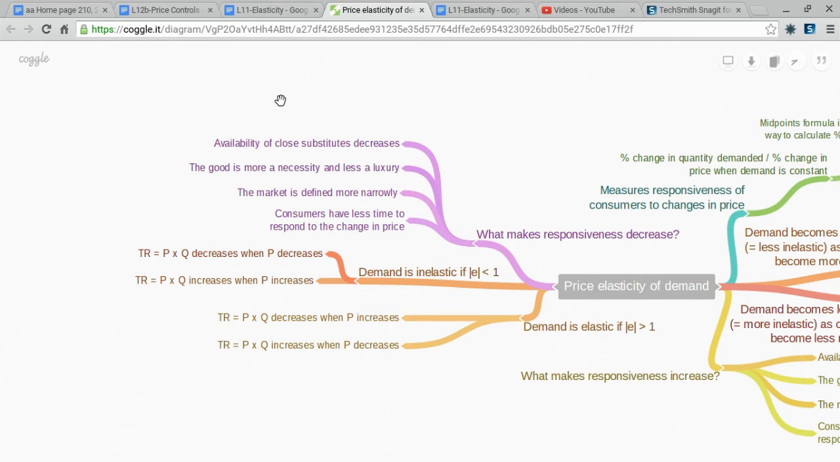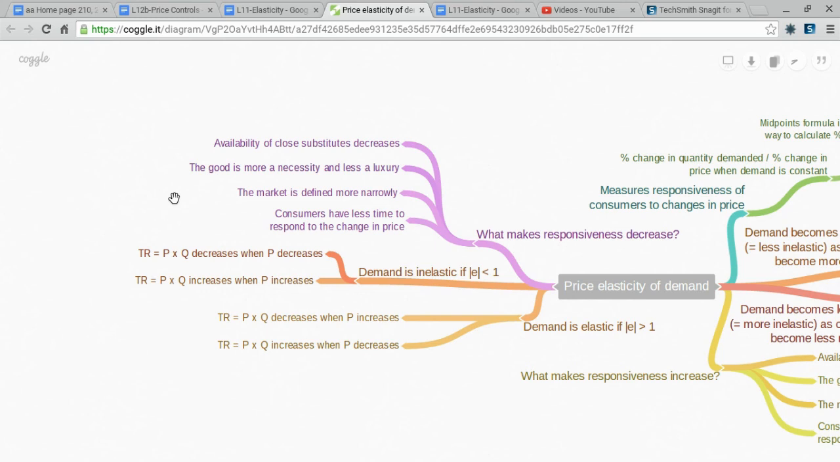As the availability of close substitutes decreases, the demand becomes less elastic. As the good is more a necessity and less a luxury, demand becomes less elastic. As the market is defined more narrowly, that'll be more broadly. As the market is defined more broadly, I'm going to change that when we leave here. As the market is defined more broadly, the demand becomes less elastic. And as consumers have less time to respond to the change in price, the demand becomes less elastic.